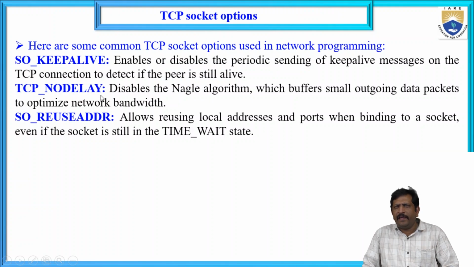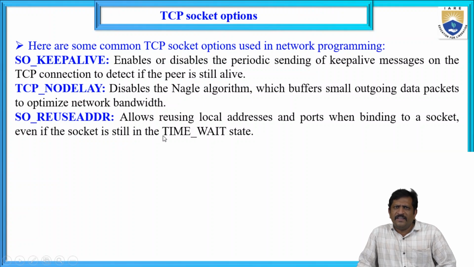Next, the TCP no delay option. This option disables the Nagle algorithm, which buffers small outgoing data packets to optimize network bandwidth. Socket reuse address: this option allows reusing local addresses and ports when binding to a socket, even if the socket is still in the time wait state.